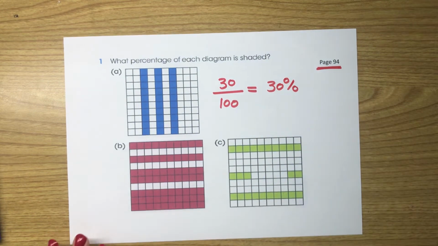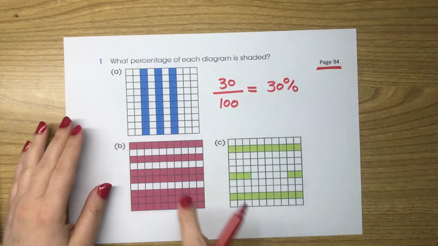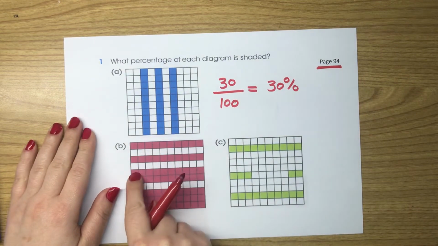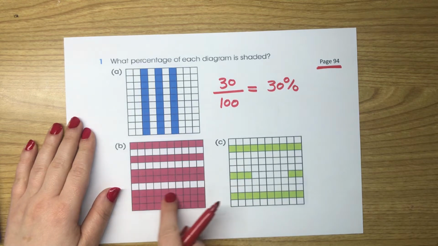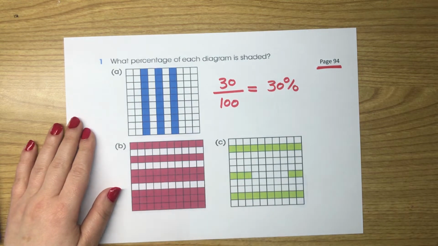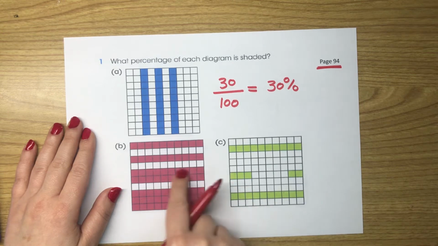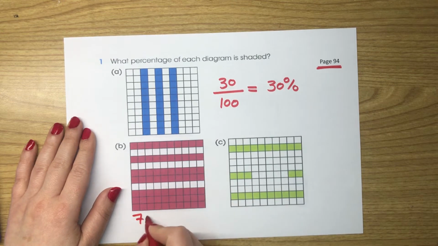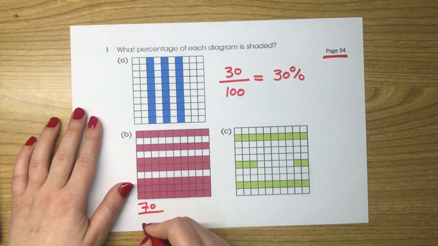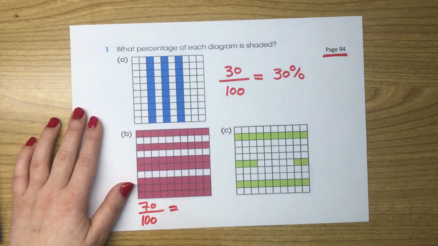Okay, try this one alone, guys. How many rows have been shaded? 1, 2, 3, 4, 5, 6, 7. So actually 10, 20, 30, 40, 50, 60, 70 squares out of 100 have been shaded, which equals 70%.